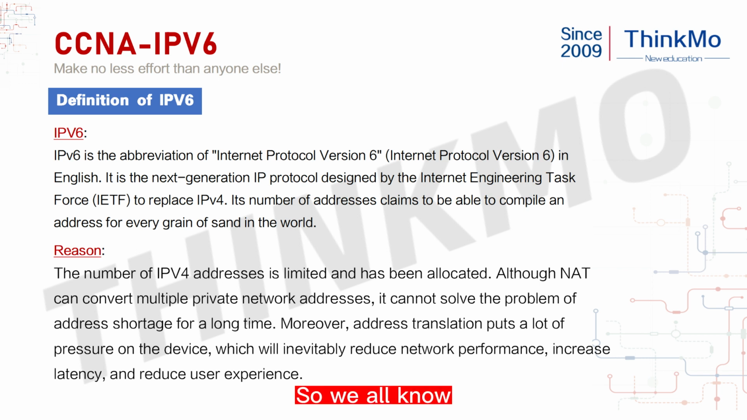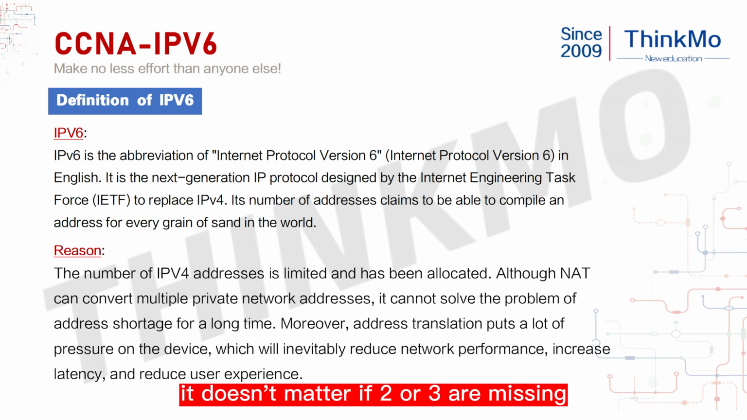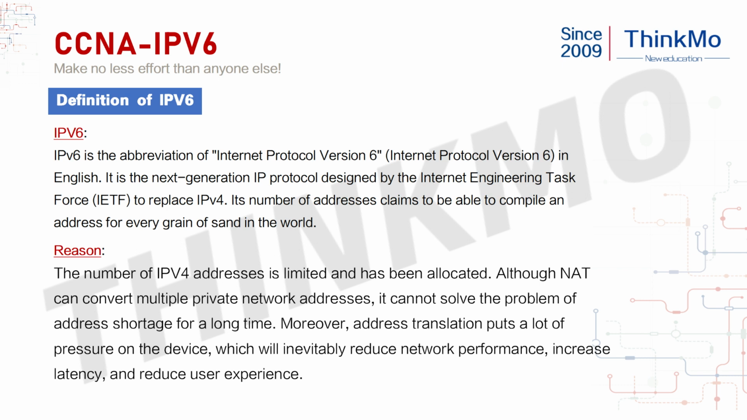So we all know, for example, a /16 has 65,536 addresses. It doesn't matter if 2 or 3 are missing. So these are the things. From this IPv6 perspective, in effect, it stunts its development. Of course, the most important reason is that there are still no protocols or technologies.